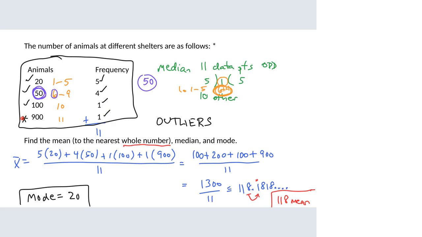And what that outlier does is it has a really powerful impact on the mean. Because if you look at this, the mean that we came up with is 118. And I don't know that if somebody asked you what's a typical number of the animals in these shelters, it wouldn't be wrong for you to say that the mean value is 118. But I don't know that that's really representative of what's going on, because there's only one shelter with more animals than that in this whole data set. What happens is this 900 pulls the mean up to a really high number.